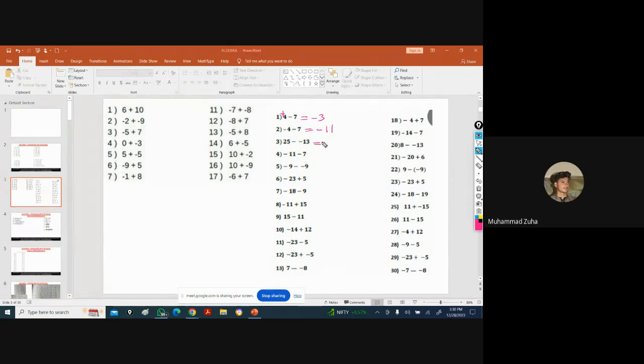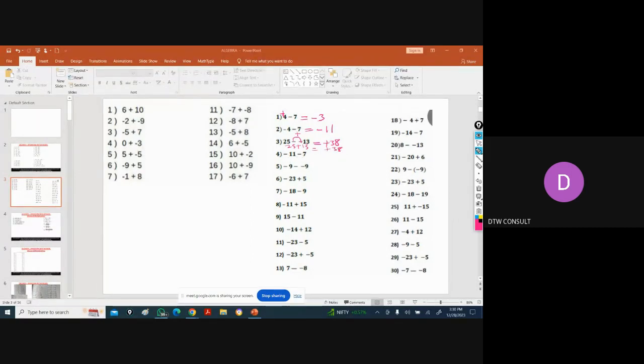Minus 11. No. Plus 38. Good. Plus 38. Okay. Because negative multiplies negative to give you what? Positive. Okay, from our rule, remember, negative multiplies negative to give you positive. So you have 25 plus 13, and it gives you a positive 38.